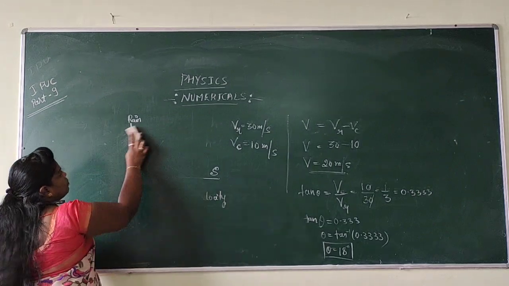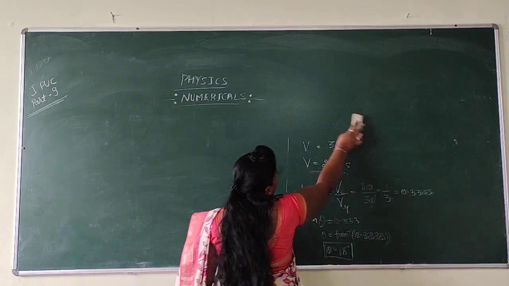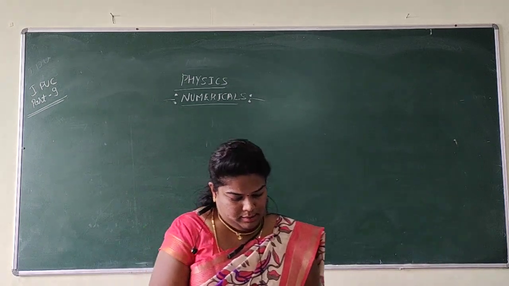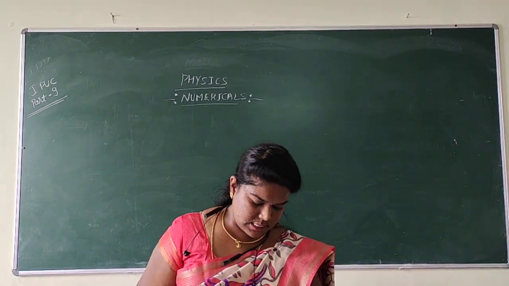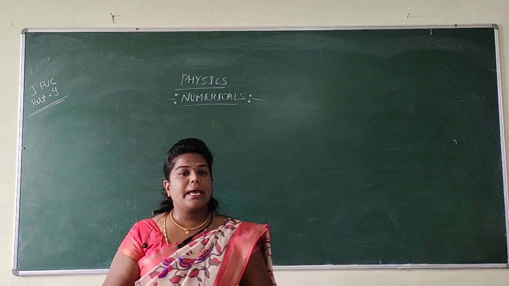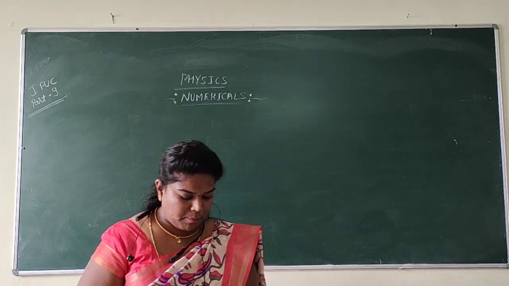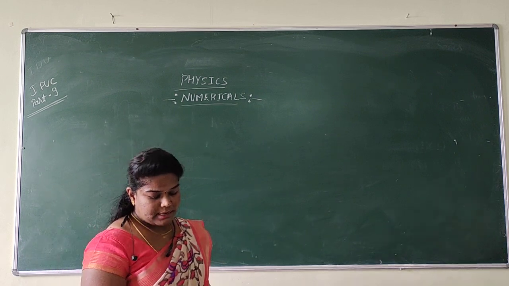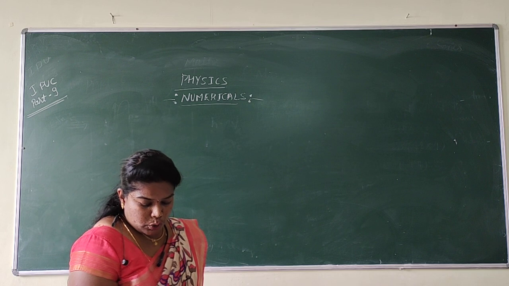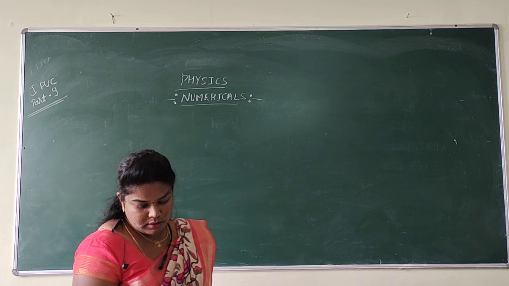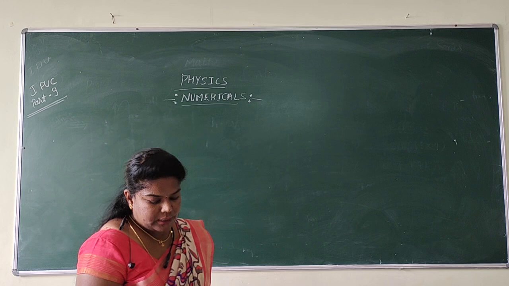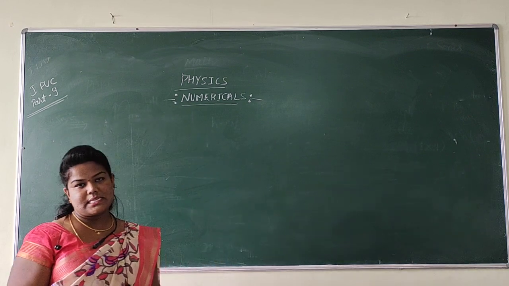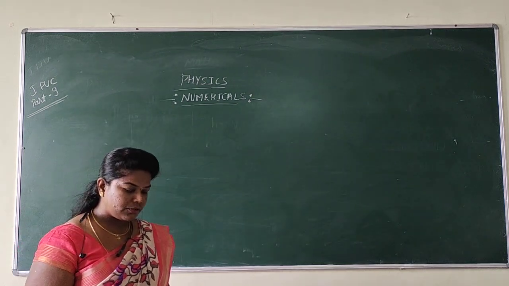Hope you all have written this and solved this numerical. Now let us move to the next numerical, my dear students. Take down the question. Next question: A ball is thrown vertically upwards with a speed of 100 meters per second. Show that the ball hits the ground with the same speed after returning from the highest point. Neglect air resistance. Pause the video and take down the question first.